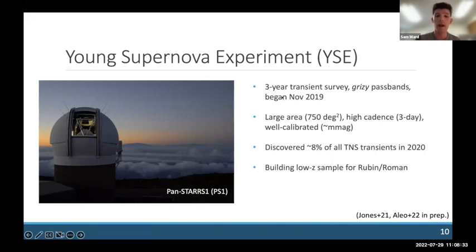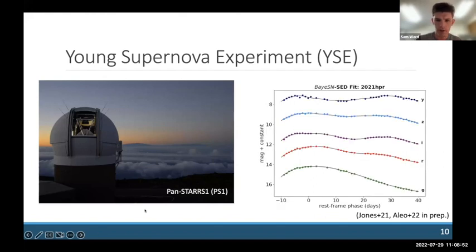So as a reminder, this is a 3-year transient survey, and it's discovering and observing many different types of transients, including type Ia supernovae. One of its goals is to build a low redshift sample of type Ia supernovae to anchor those observed at high redshift by Rubin and the Roman Space Telescope. Last year, it observed SN 2021hpr in griz-y passbands.